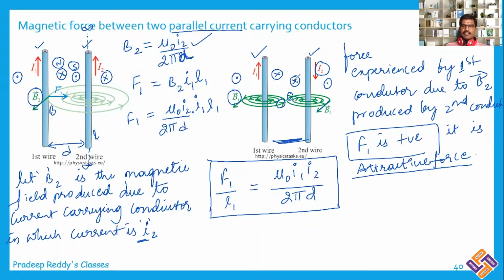In the second case, everything will be as usual. Only the directions of the magnetic field get reversed. As a result, you will be getting F1 negative for the second case. It is a repulsive force.